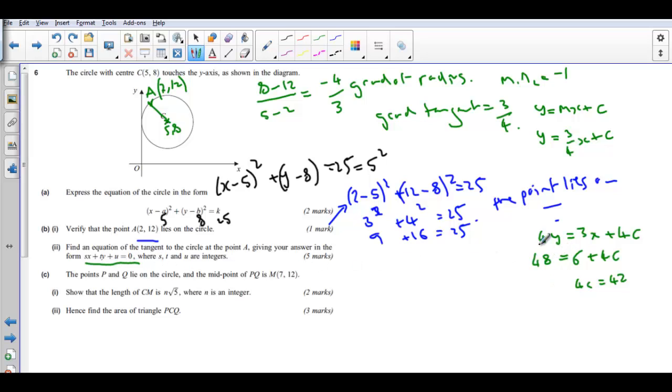So going back to this line here, we can now start rewriting that. 4y is equal to 3x plus 4c, which was 42. Getting it all equal to 0 by moving the 4y over. 0 is equal to 3x take away 4y plus 42. Let's just at this point check the mark scheme. We're saying that s is 3, t is minus 4, and u is 42.